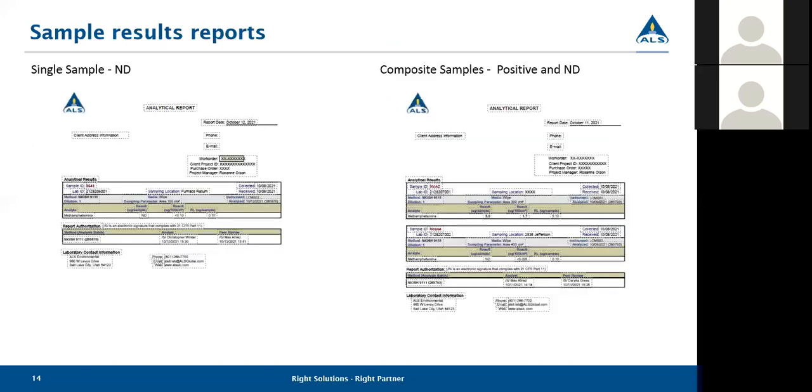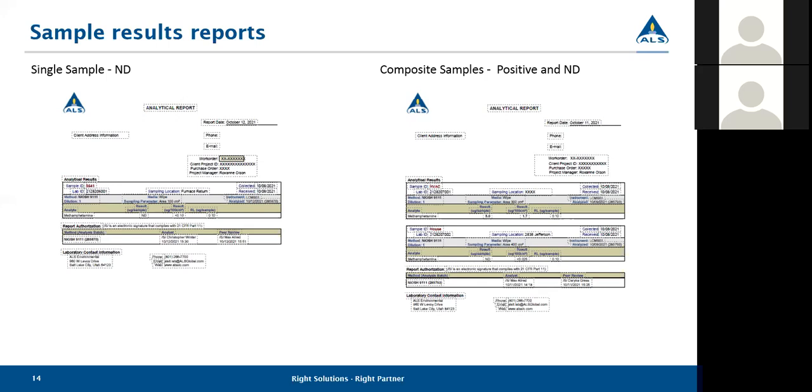Once analysis is completed on your samples, sample results reports are generated. On the screen here, I have given you an example of a single sample with a non-detect result. And then I've also, on the right-hand side, included a report that has both a composite sample with a positive result and a non-detect.